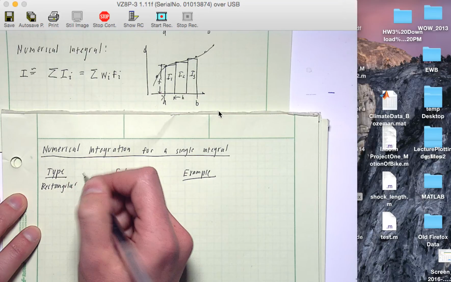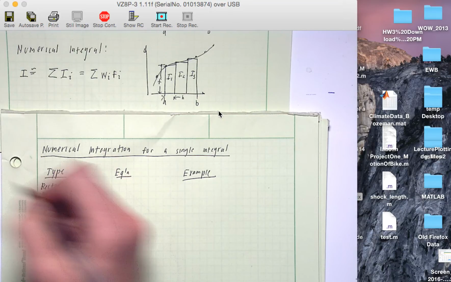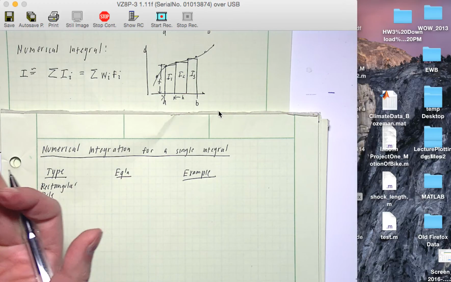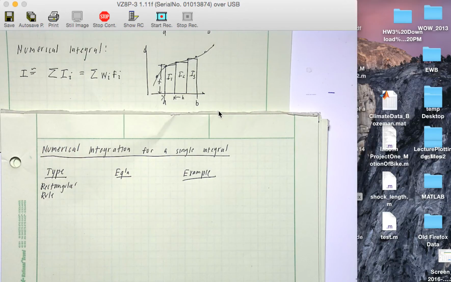Because honestly, as complicated as computational fluid dynamics or finite element sounds, this is all it's doing. All it's doing is sums and differences. And once you can wrap your head around that, the sky's the limit for you.